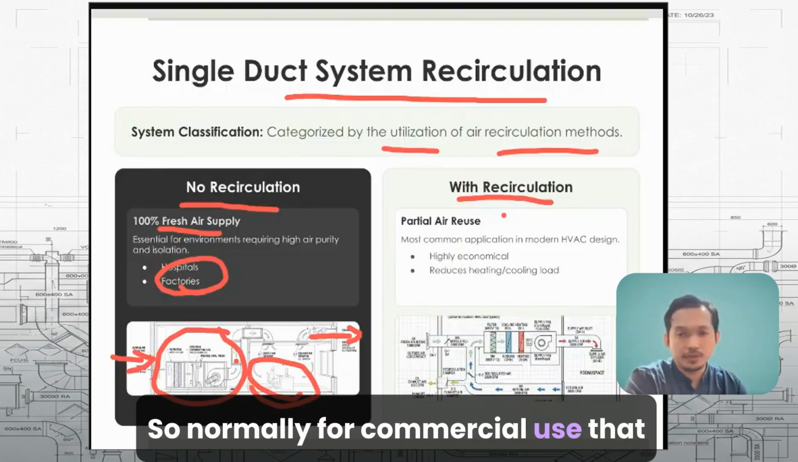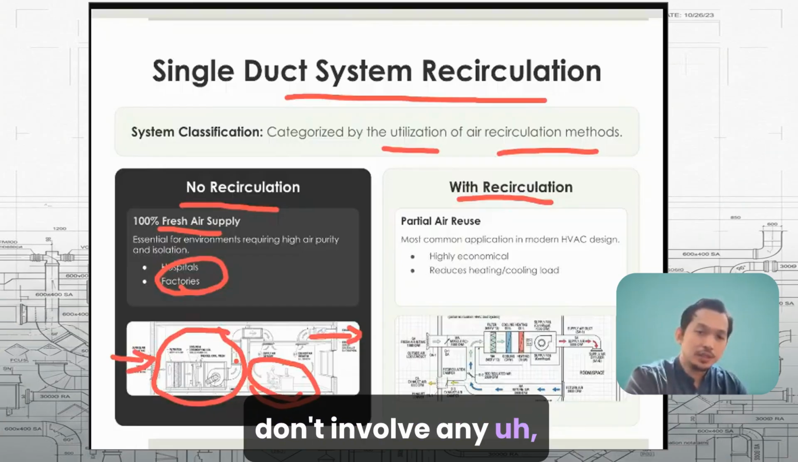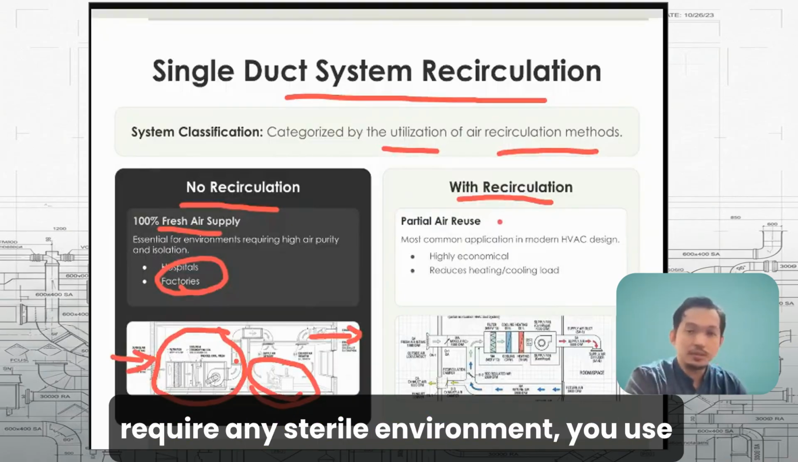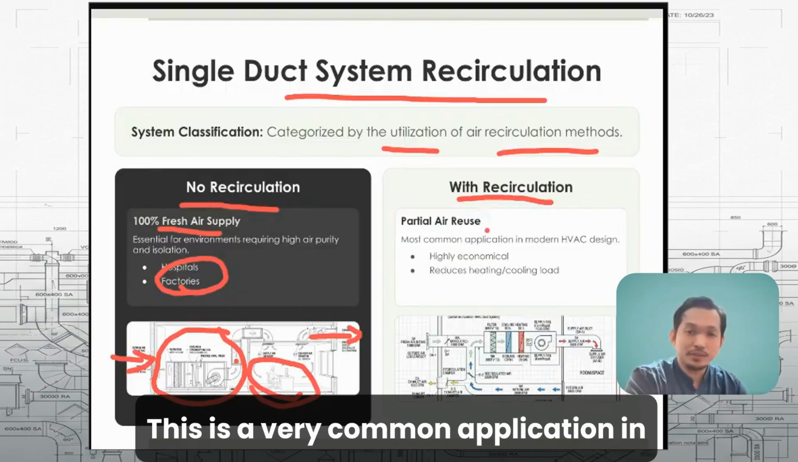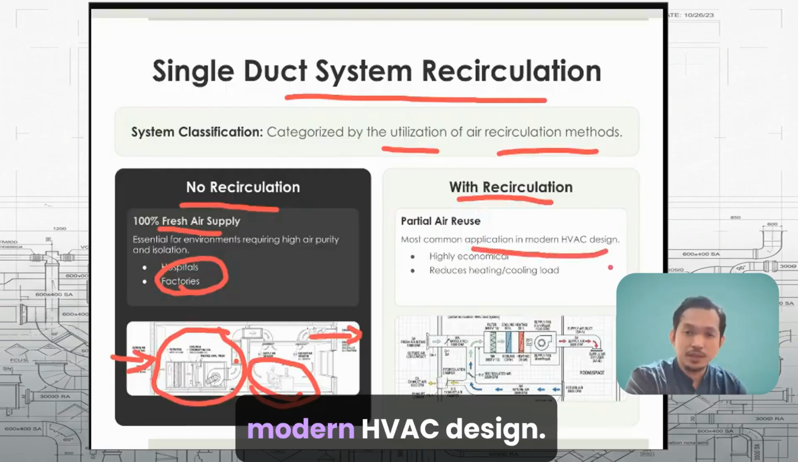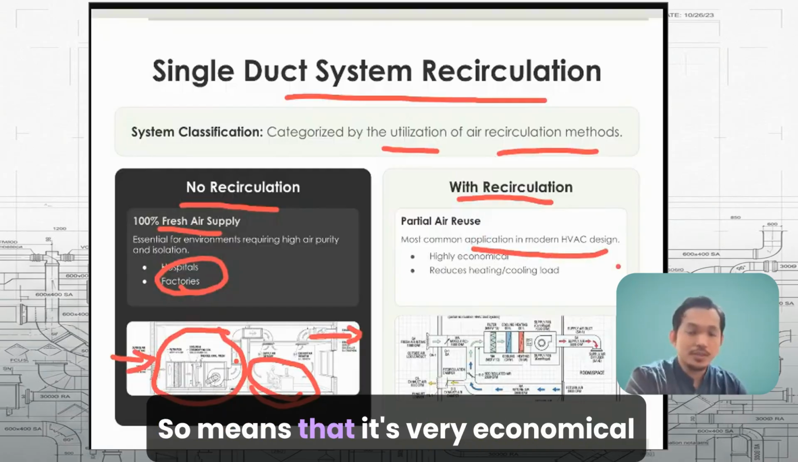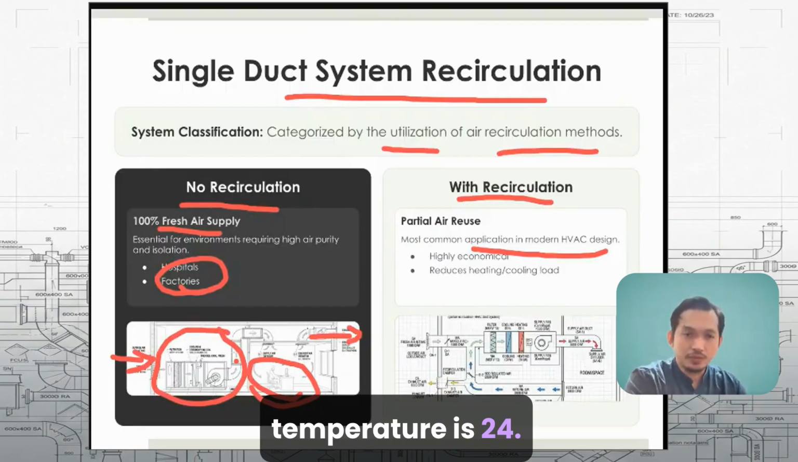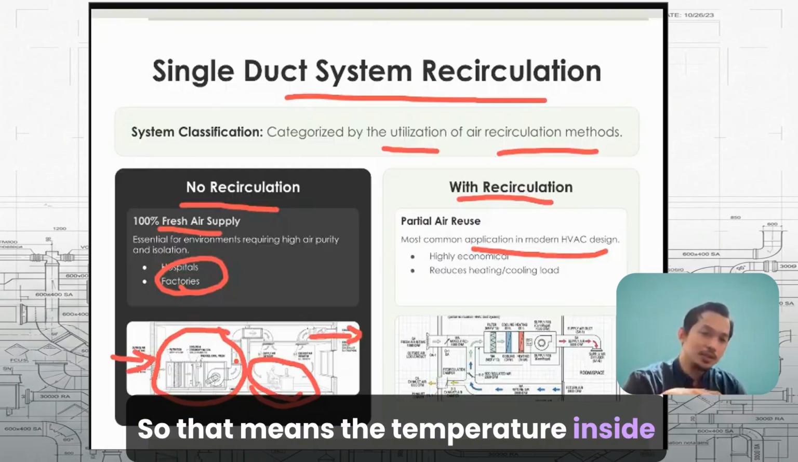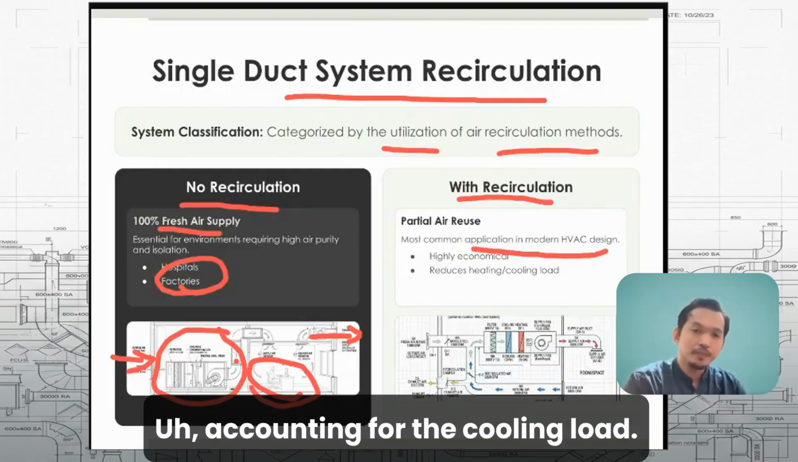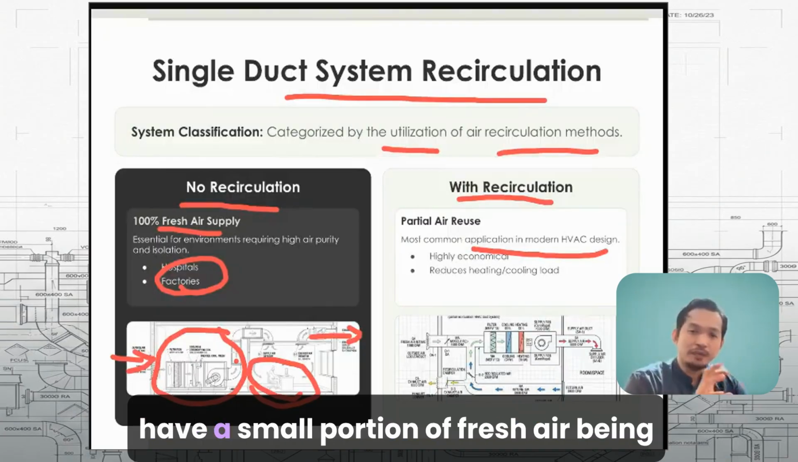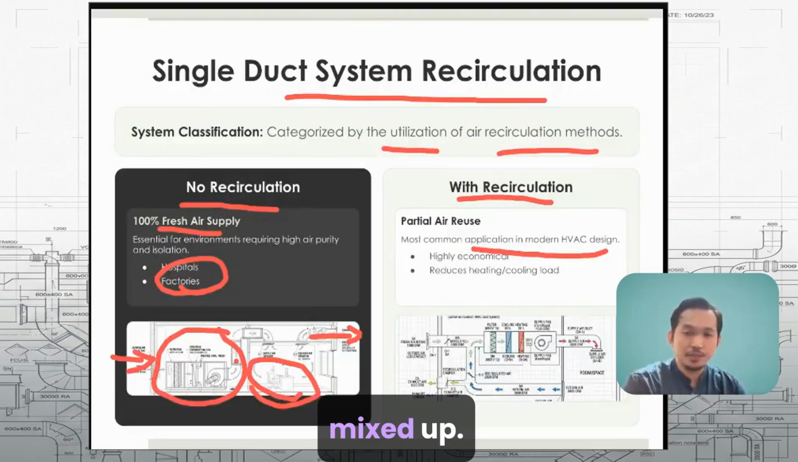Normally for commercial use that doesn't involve any dangerous substances or gases, or does not require a sterile environment, you use recirculation. This is a very common application in modern HVAC design. It's very economical because, let's say, the target temperature is 24. That means the temperature inside the room is already 24, accounting for the cooling load. So when it is recirculated back, a small portion of fresh air is mixed in.